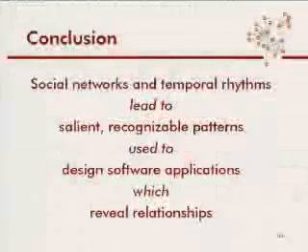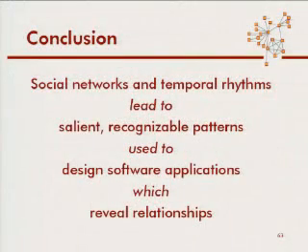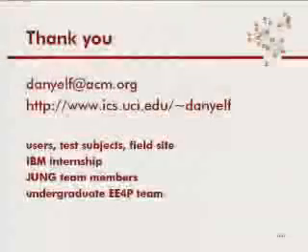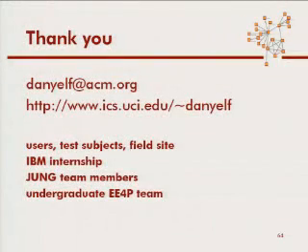I'd like to connect this information to the file system and, in fact, to build a wide variety of data sources. Ultimately, then, this can become an infrastructure service that can be accessed by things like a social proxy, by things like the operating system itself to provide that information to different applications. To wrap up, then, social networks and temporal rhythms can lead us to salient, recognizable patterns, which can be used to design software applications, which help reveal the relationships between different people.